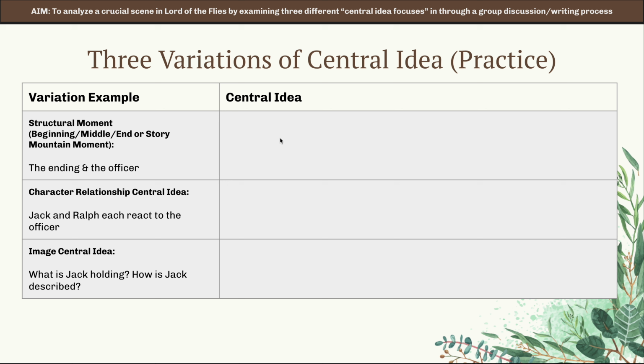What would be the central idea from that? How do Jack and Ralph react to each other, or at least react to the officer, and what does that show about the end of their relationship here? And what about an image? What's Jack holding there? How is Jack described? You could pick different images, but the point is to practice getting different central ideas from one scene through these different lenses.